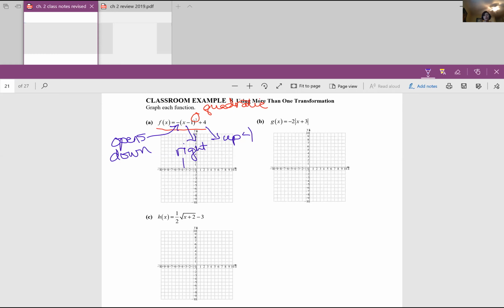So that tells you you don't have to have all 4 of them at the same time, because we can have vertical stretches and shrinks. We can have reflecting over the x-axis, whether it opens up or it opens down. We can have moving left, right, or moving up, down, but we don't have to have all of them on every problem.